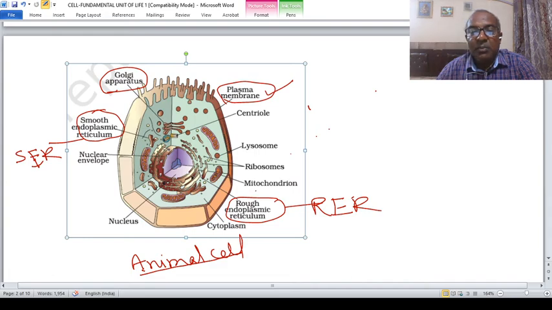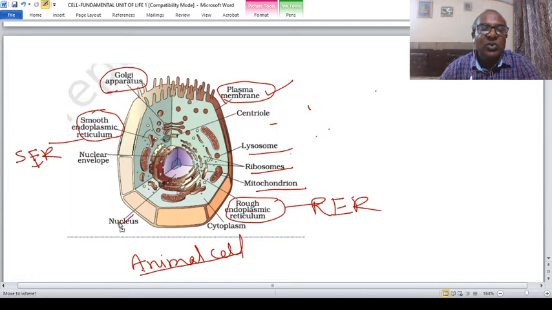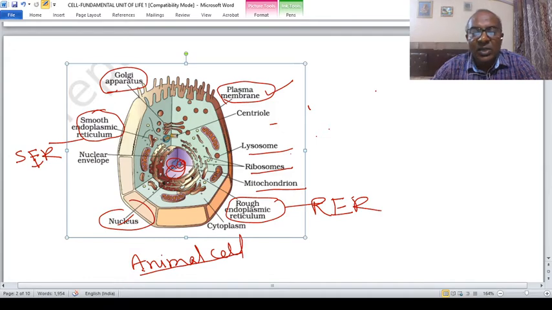Then mitochondria, or the powerhouse of the cell, ribosome, the protein factory, lysosome, centriole found near the nucleus, and here this one is the nucleus containing the genetic material over here. So this is the structure of an animal cell.